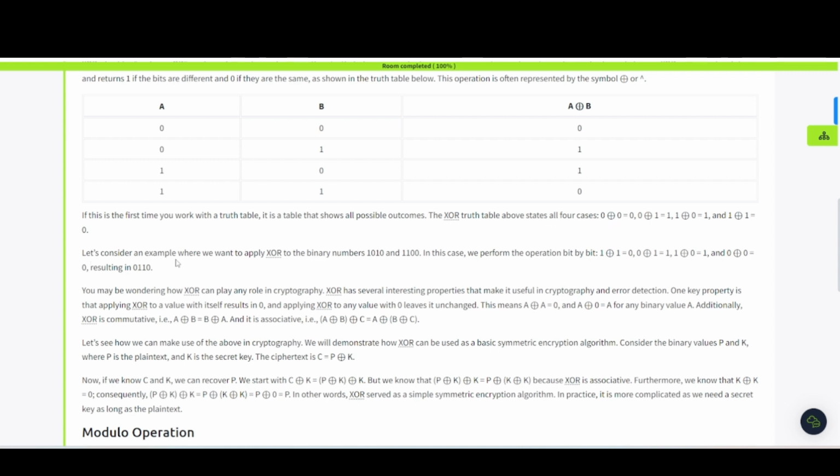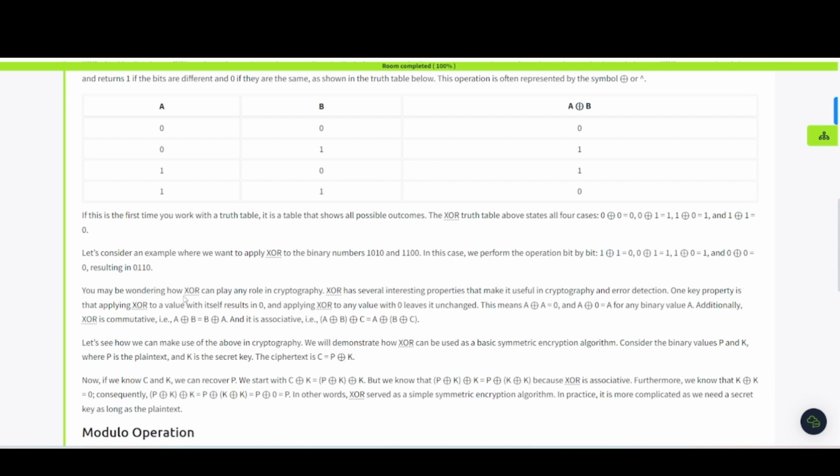Let's consider an example where we want to apply XOR to the binary numbers 1010 and 1100. In this case, we perform the operation bit by bit, which is 1 XOR 1 equals 0, 0 XOR 1 equals 1, 1 XOR 0 equals 1, and 0 XOR 0 equals 0, resulting in 0110. Basically, you're going to put this one on top of this one, and then you can do the XOR and figure out that it's going to come out to 0110.